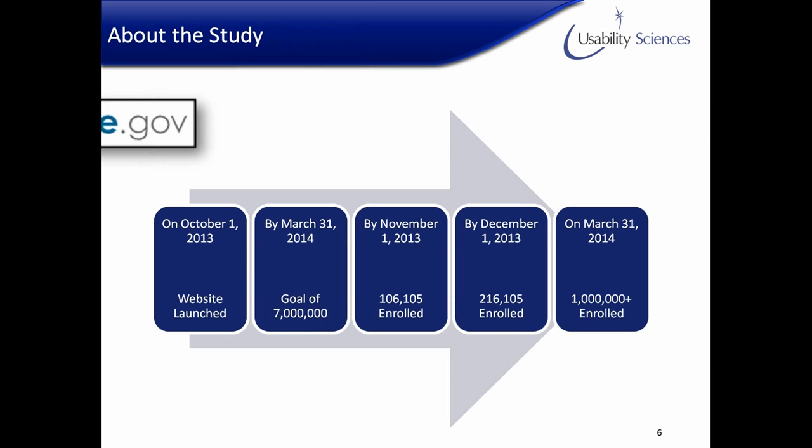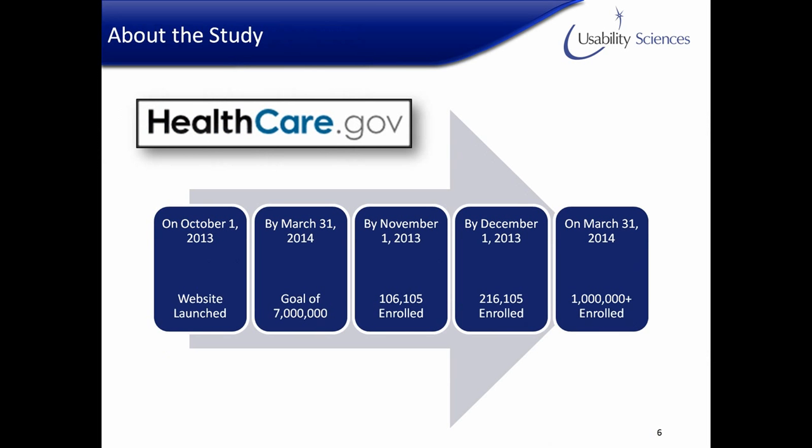What we're going to do now is talk a little bit about the study that we conducted when it comes to Healthcare.gov. A little bit of background before we get into the actual study itself. Let's look at some key data points here regarding Healthcare.gov. Healthcare.gov launched on October 1st of 2013. From when the site launched, there was an original goal set of having 7 million individuals enroll for health insurance by March 31st of 2014, which means they needed to average about 1.1 million enrollees per month for that 6-month period.